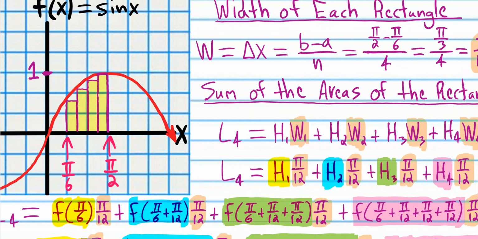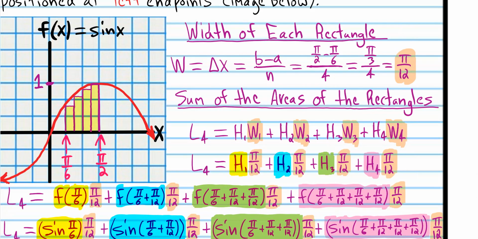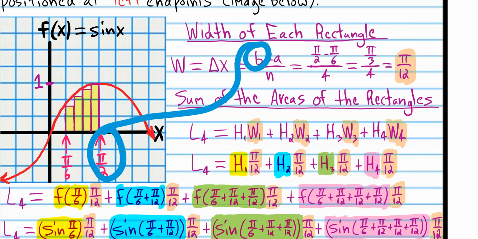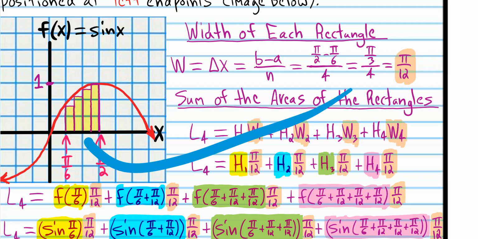But if you want a fast way to find the width of each rectangle, you can again use this formula. So B is always the right endpoint, or the right bound, and A is always the left bound. And then you divide by the number of rectangles, which is 4. Now here we have a complex fraction. That's pi over 3 divided by 4. And when you're dividing, remember you flip the divisor, so you have pi over 3 times 1/4, and we get pi over 12. So each one of these rectangles has a width equal to pi over 12.